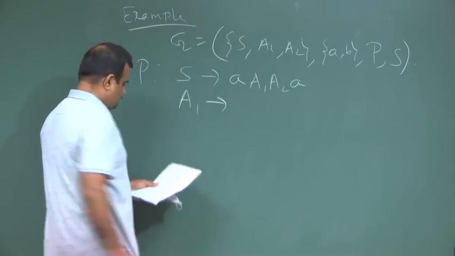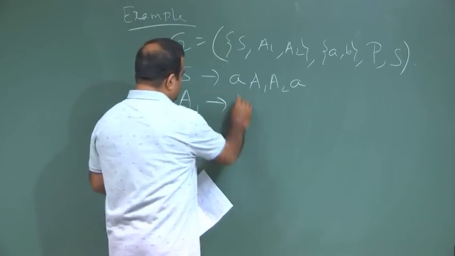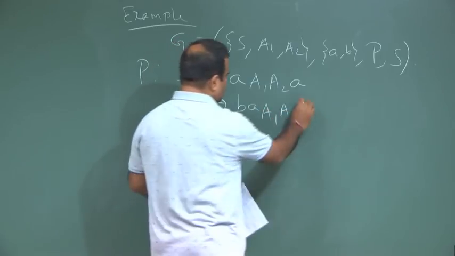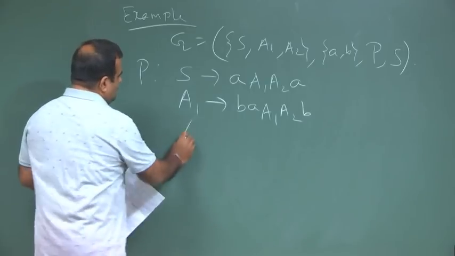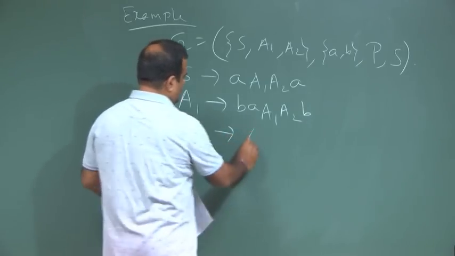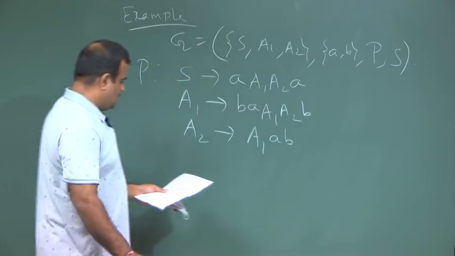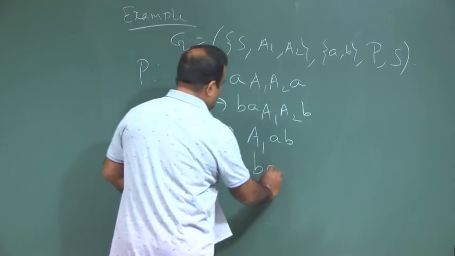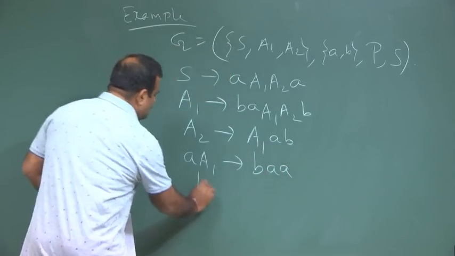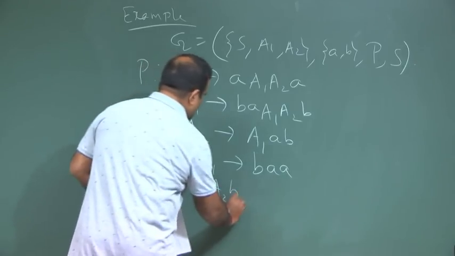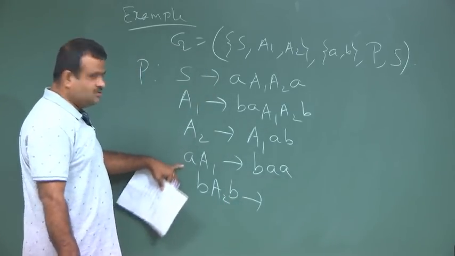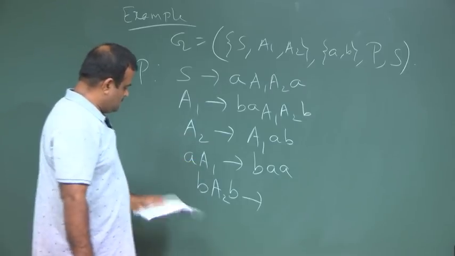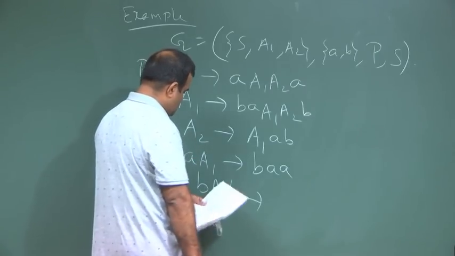A1 is going to BA, A1, A2, B, and A2 is going to A1, AB, and A1 is going to BAA, and BA2 B. So, this is the type which is new to us. This is a different type of grammar which is using not only the variable, it is using the string of variables and the terminals AB.